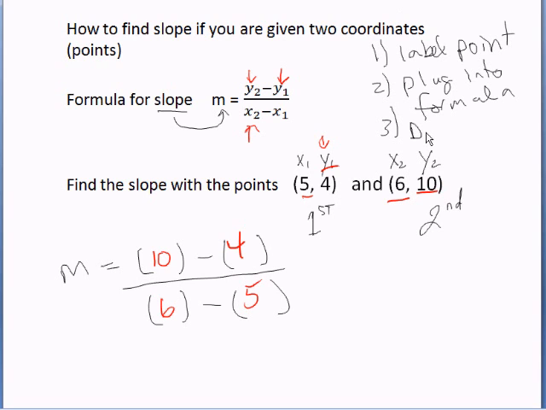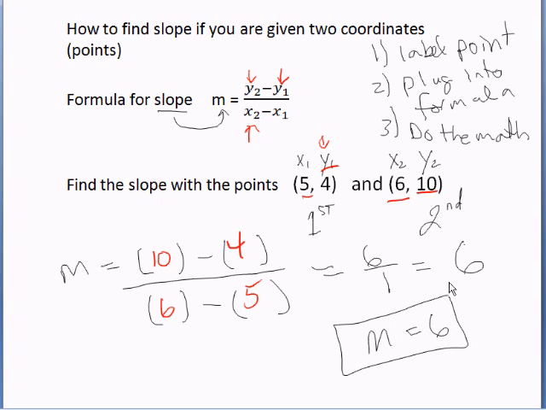Step 3, we're just going to do the math. Do the math on top of the fraction first, and then do the math on the bottom. On top, 10 minus 4 is 6. On bottom, 6 minus 5 is 1. This is my slope. 6 divided by 1 is 6. So, for this problem, my slope equals 6. M equals 6. Remember, M is just a symbol. It stands for slope. Pretty simple. Let's try another one.